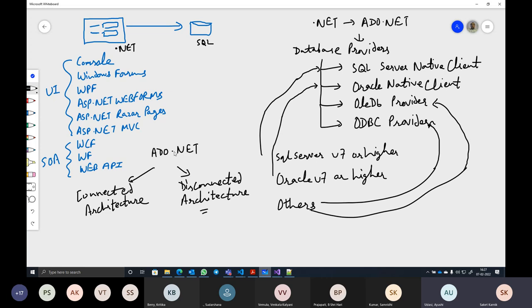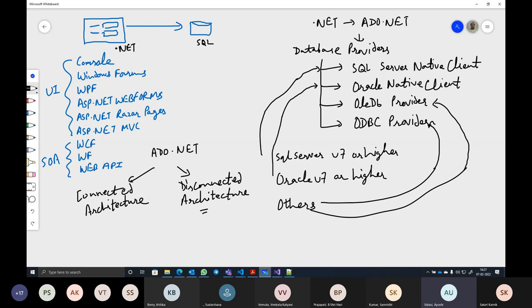Accordingly, the ADO.NET library provided different types of classes and objects. Okay? Understood? Yes, sir.